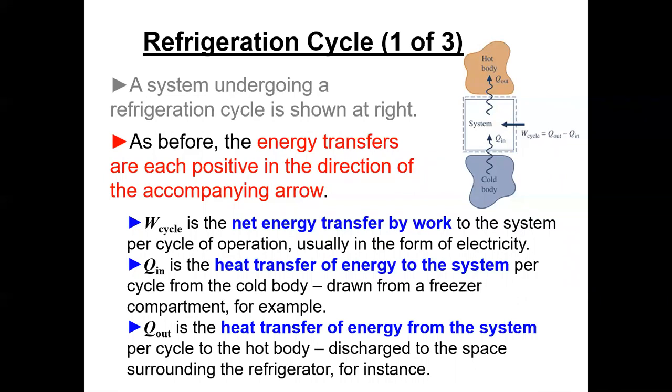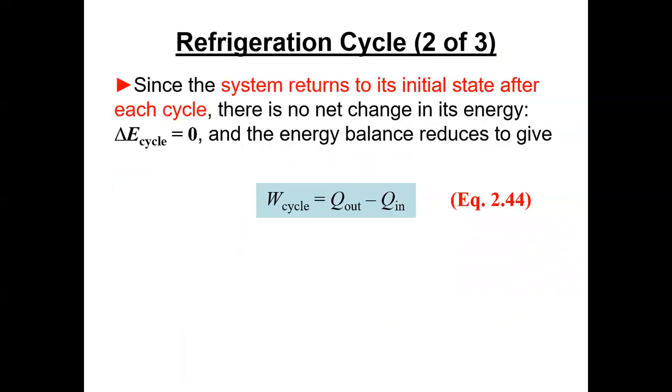Okay, Q out, heat transfer of energy from the system per cycle to the hot body. Discharge to the space surrounding the refrigerator, for instance. Okay, so again, it's a cycle. So delta E has to be 0 for a cycle, because it starts at 1, it comes all the way back around to 1 again. Delta E, E1 minus E1, is 0.